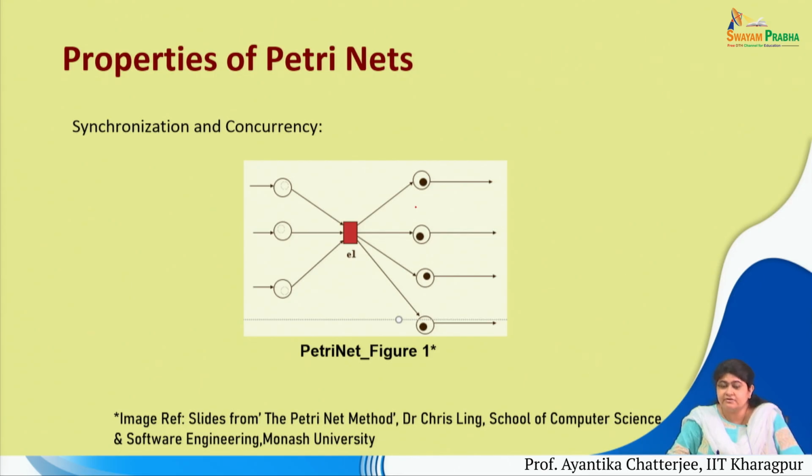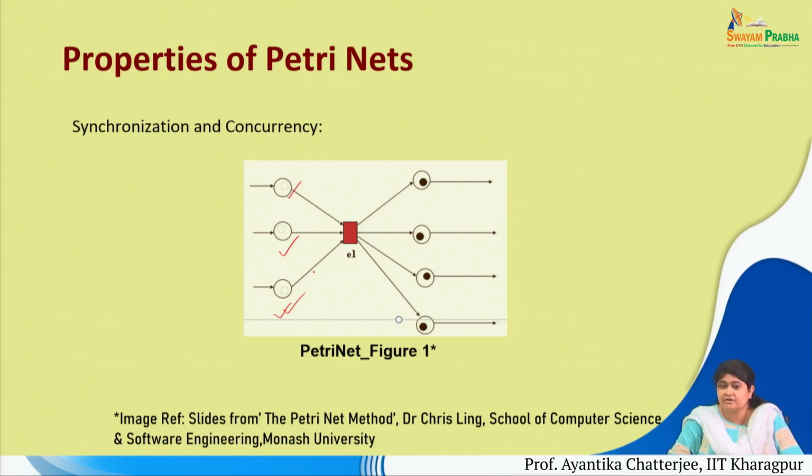Now, we will see a few important properties of Petri nets. This is the image reference I have taken for these two images related to Petri net properties. The first property we are going to discuss is synchronization and concurrency. Synchronization means, as you can see here, the tokens should be present in all the related input places, so that they will be in sync.